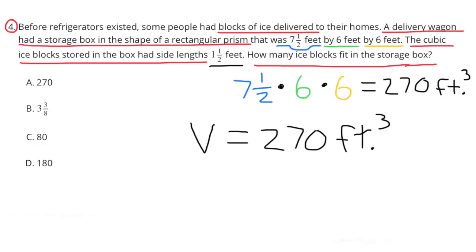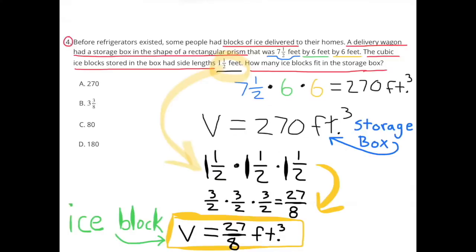To find the volume of the storage box, I multiplied 7 1/2 feet times 6 feet times 6 feet, and I got 270 feet cubed. Next, I need to find the volume of the ice block. 1 1/2 times 1 1/2 times 1 1/2 is the same as 3 halves times 3 halves times 3 halves, which equals 27/8. The volume of each ice block would be 27/8 feet cubed.